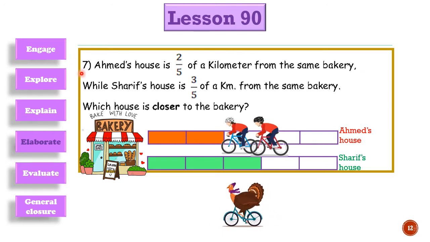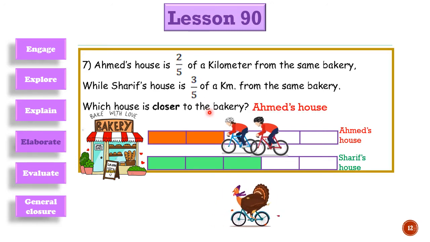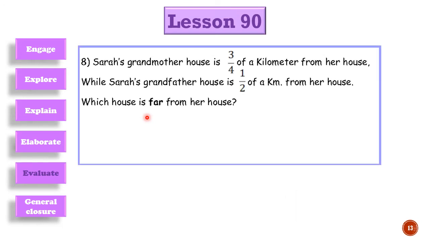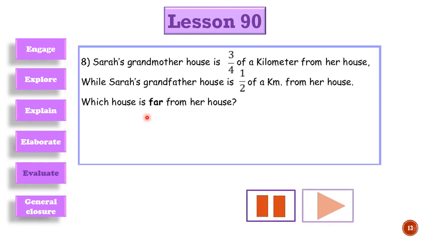Which is closer to the bakery, Ahmed's house or Sharif's house? If we use our comparing, 2/5 is closer than 3/5. Then the closer to the bakery will be Ahmed's house. Now let's evaluate our story problems. Press pause, then press play to listen to our explanation.